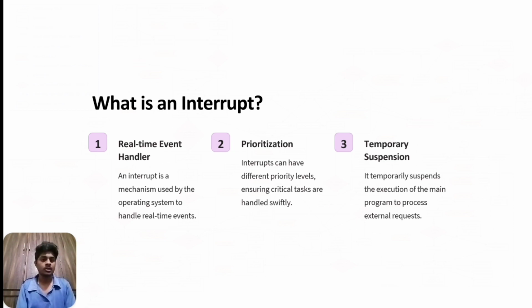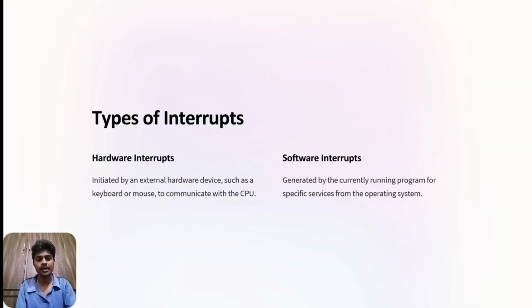First, what is an interrupt? A real-time event handler. An interrupt is a machine mechanism used by the operating system to handle real-time events. Second point, prioritization. Interrupts can have different priority levels, ensuring critical tasks are handled safely. Temporary suspension: it temporarily suspends the execution of the main program for an external request. An interrupt is nothing but a real-time event handler, prioritization, and temporary suspension technique.